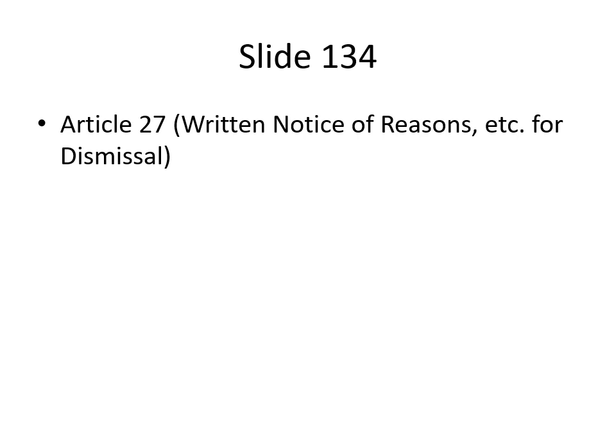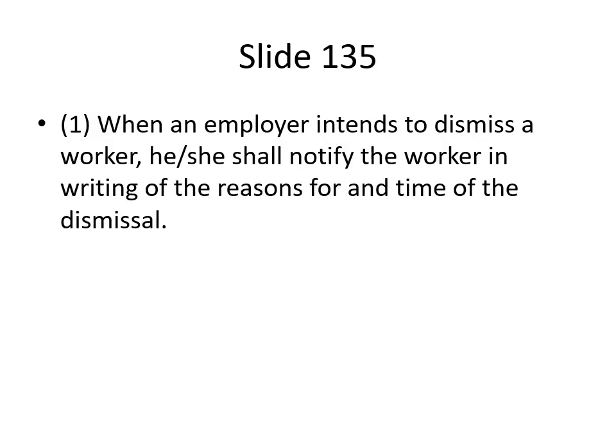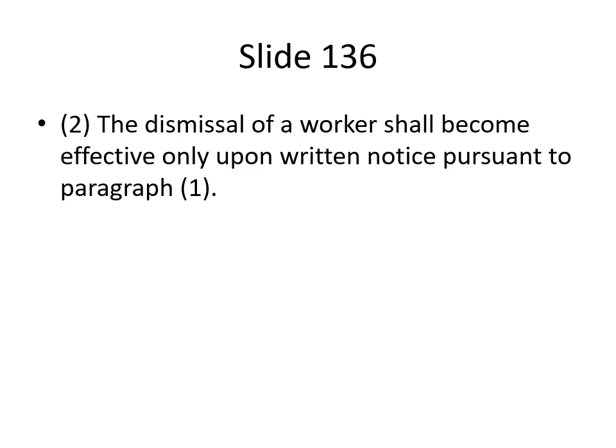Article 27, Written Notice of Reasons, etc. for dismissal. 1. When an employer intends to dismiss a worker, she shall notify the worker in writing of the reasons for and time of the dismissal. 2. The dismissal of a worker shall become effective only upon written notice pursuant to paragraph 1.